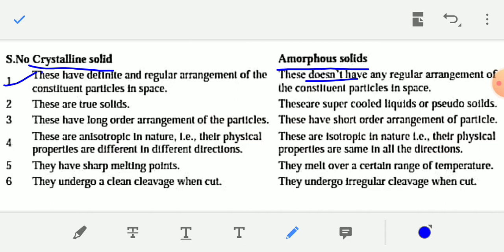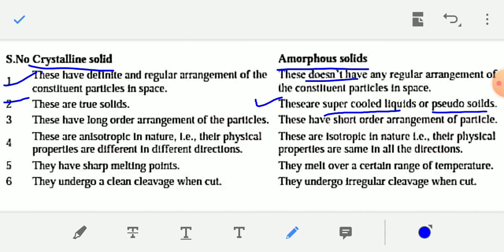Second, crystalline solids are true solids, because the particles in crystalline solid are regularly arranged, orderly arranged. But amorphous solids are also called supercooled liquid or pseudo solid, because their particles are not regularly arranged. That's why amorphous solids are also called pseudo solids or supercooled liquids.